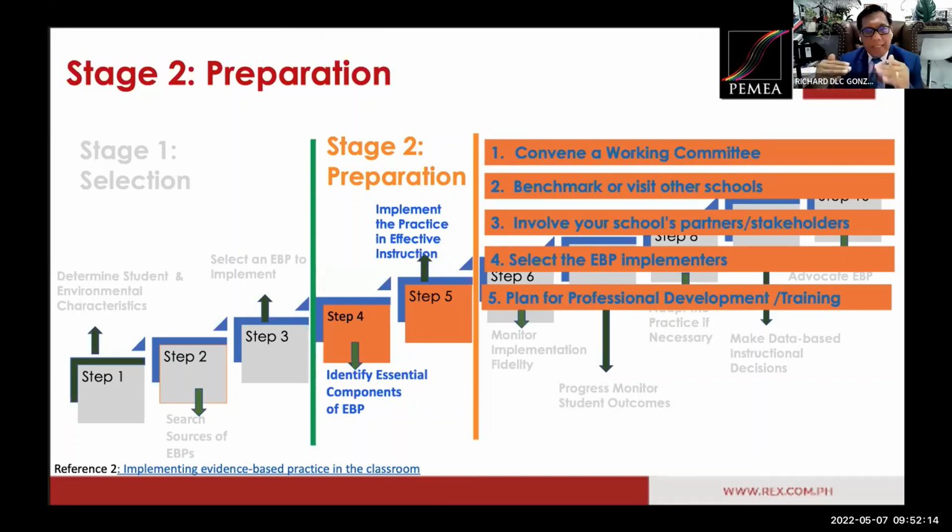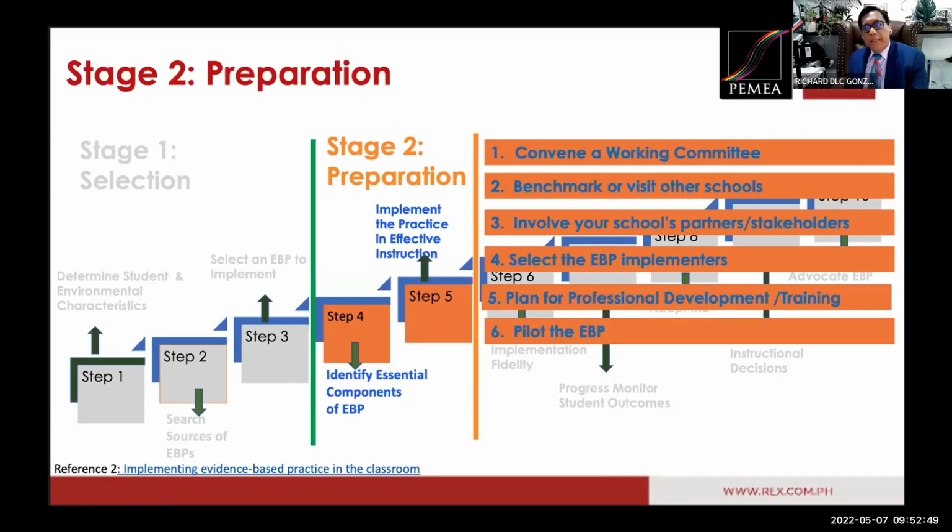Okay, if it's a few staff, then the capacity development could be done in group training. Or if there are only 3 or 5, if there are fewer than 5 staff involved in the EBP, then it might be good for the EBP leader to simply offer one-on-one capacity building.